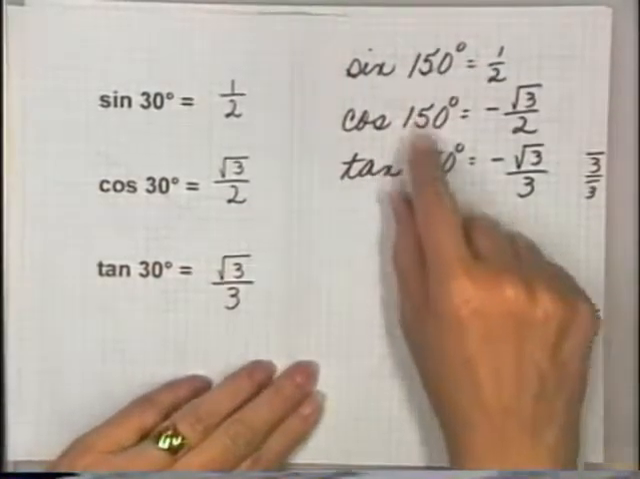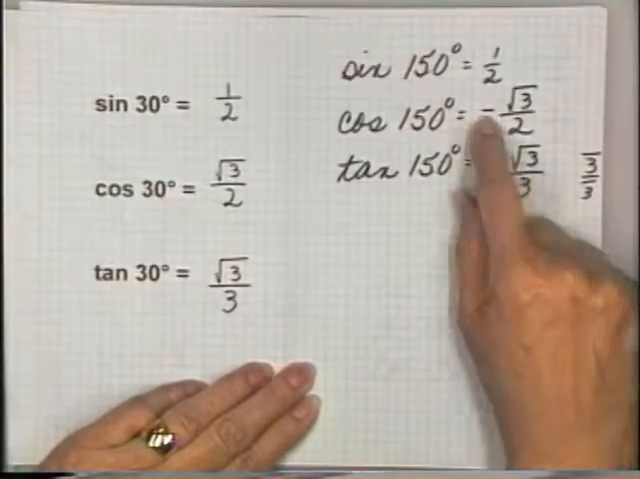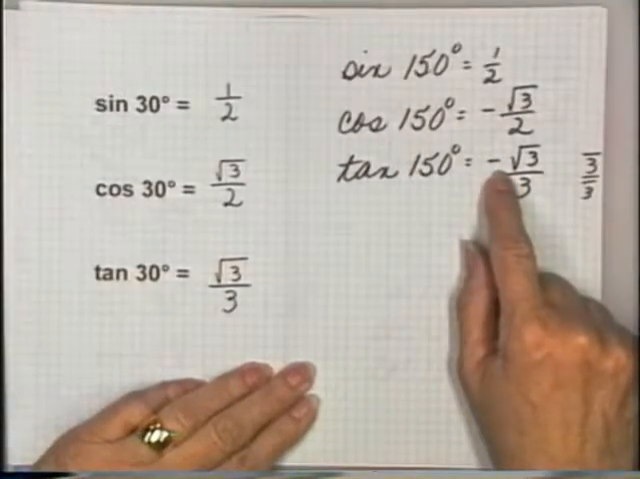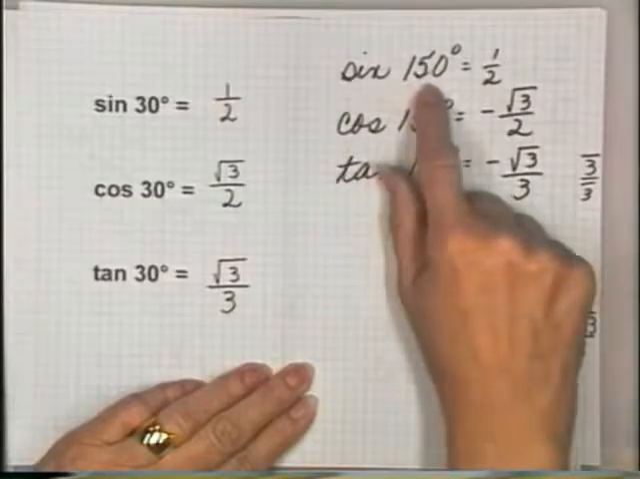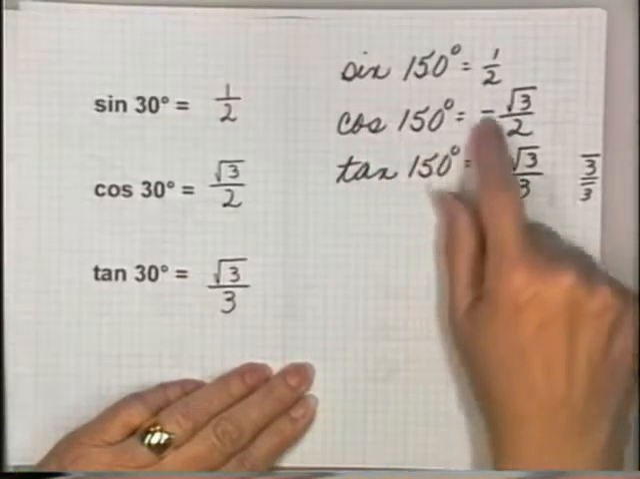Look, since 150 was the second quadrant angle, its cosine was negative. Its tangent was negative. Don't we know that the sine of second quadrant angles is positive, that the cosine and tangent are negative?